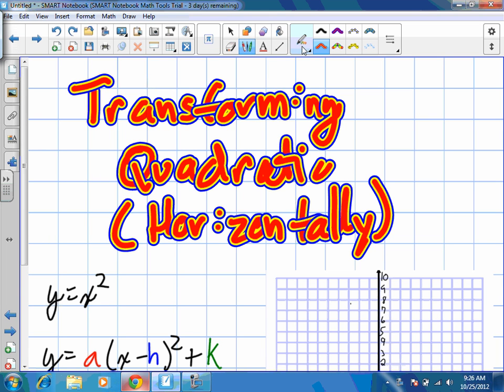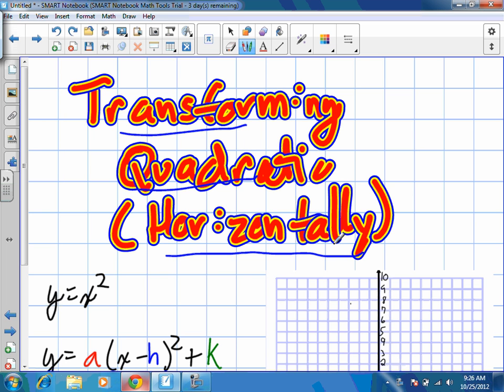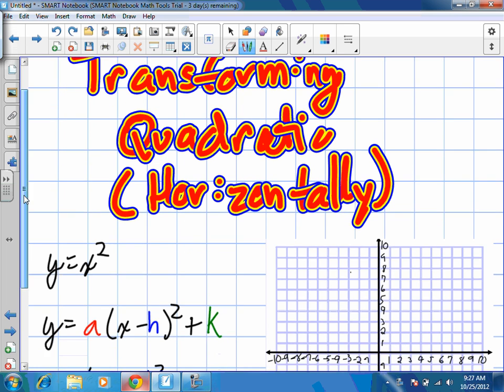Okay, so we've already gone through transforming quadratics vertically. This one's going to be about transforming quadratics horizontally. Now, this is not as intuitive as vertical transformations. Okay? Once you understand the slight difference, it becomes very easy, but there is a difference between the two of them.